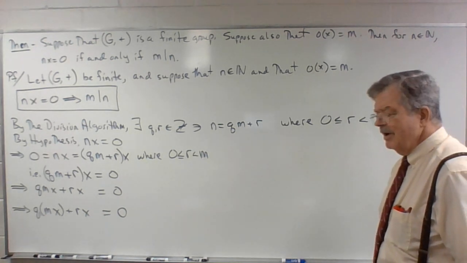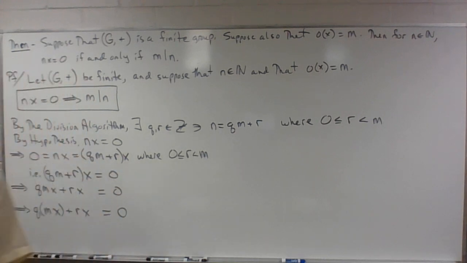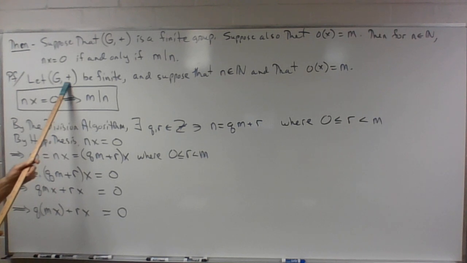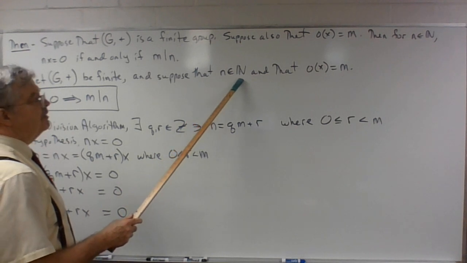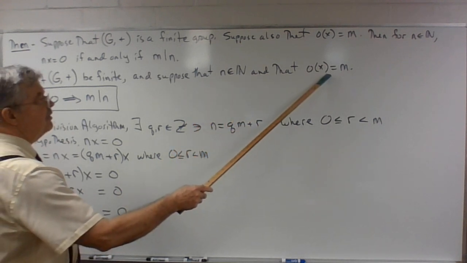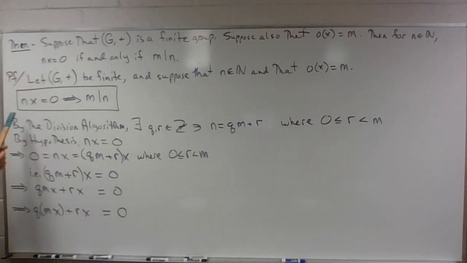Okay, let's get into our proof, or at least as much of it as we have on the board now. We'll suppose that G is a finite group with additive operation, and that n is some natural number, and that the order of the element x of G is m. First, we're going to prove that if nx equals 0, then m divides, or is a factor of, n. So we let the hypothesis be given.